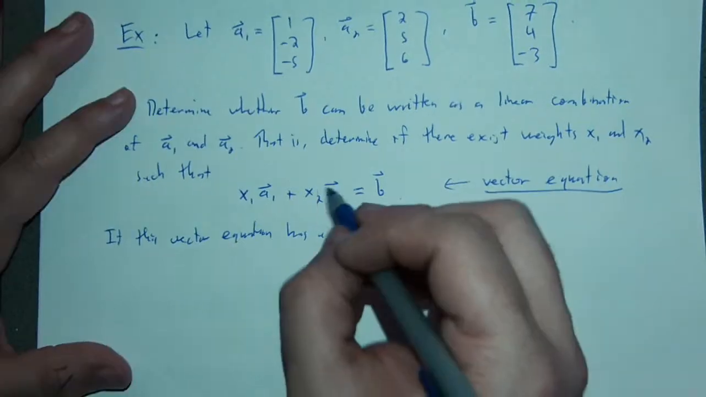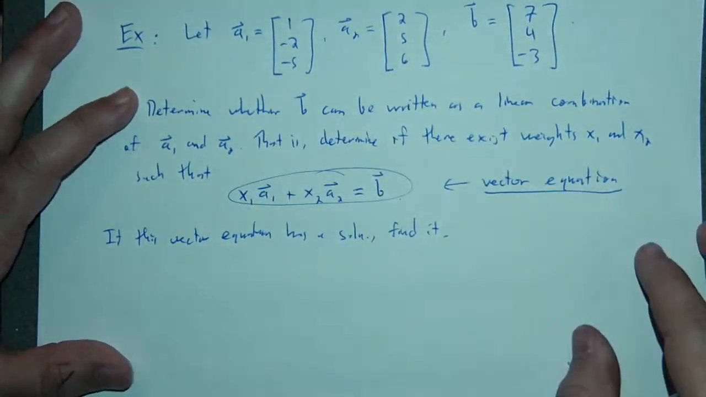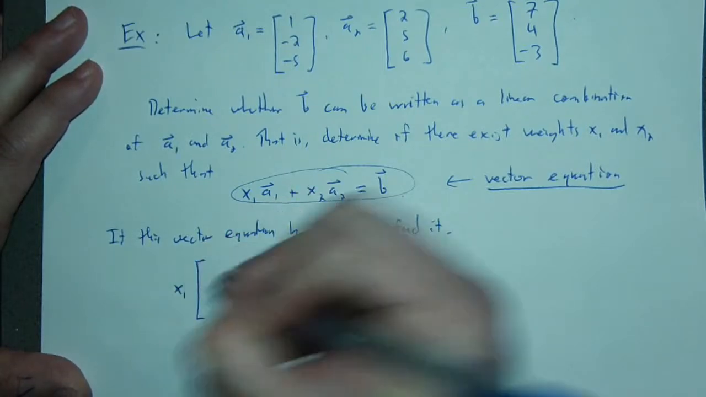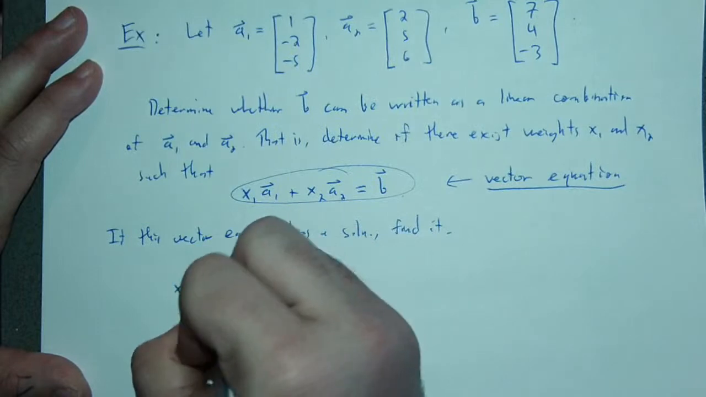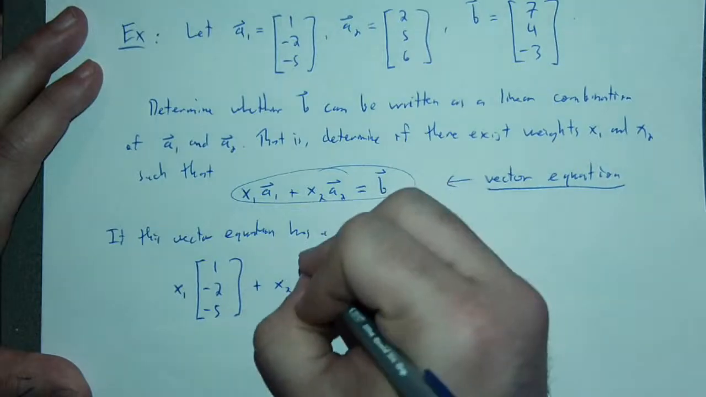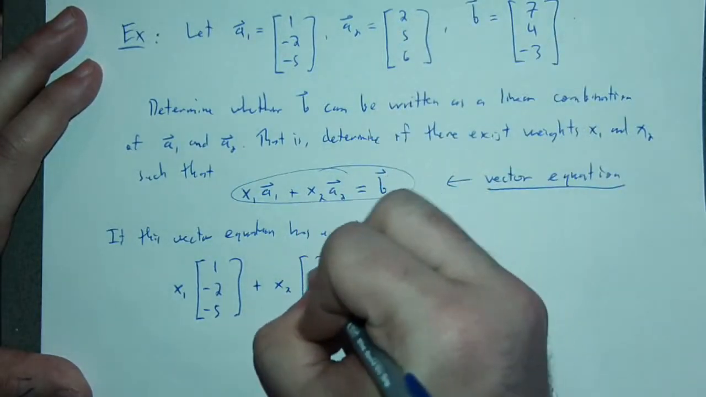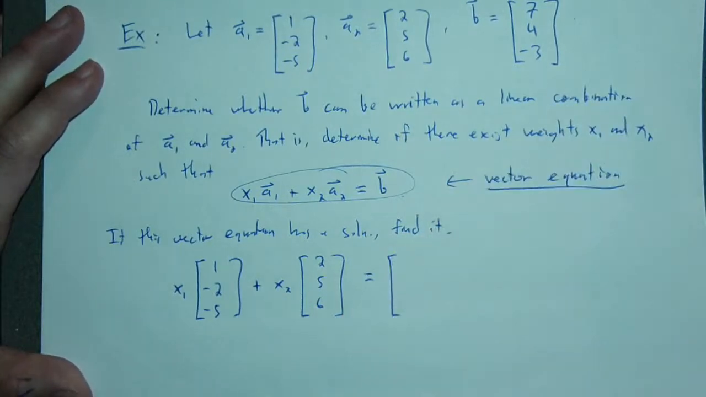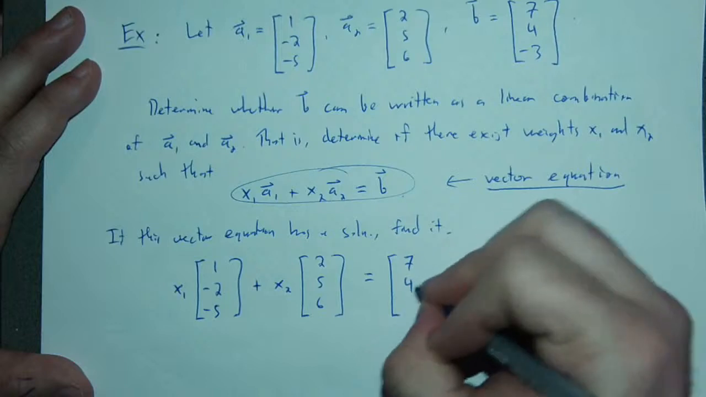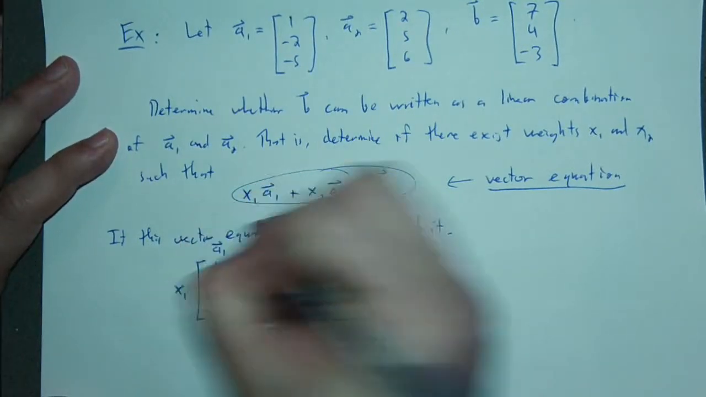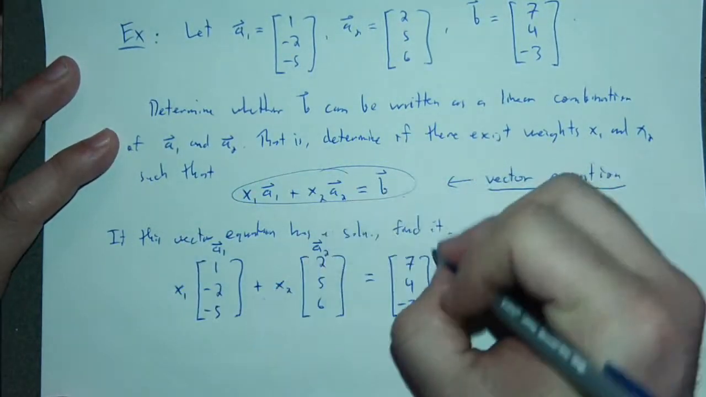So rewriting this vector equation using these vectors here, this is x sub 1 times the vector a1, so that's 1, minus 2, minus 5, plus x sub 2 times the vector 2, 5, 6 is equal to the vector 7, 4, minus 3. So here's a sub 1, here's a sub 2, and here's b.